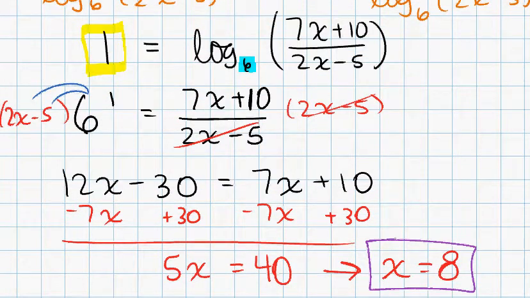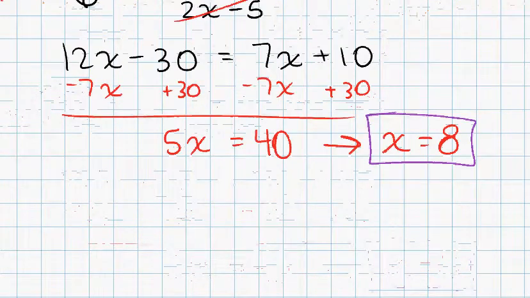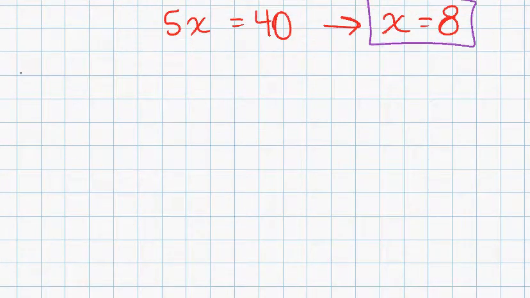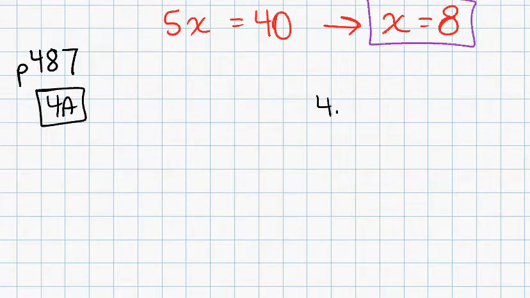There are now two that I want you to do on your own. You're on page 487. And I would like you to do both 4A and 4B. Please pause the video and do them both, and when you are done, return. Welcome back.